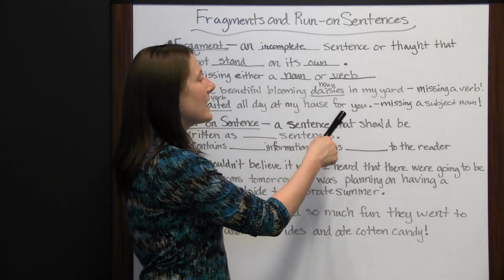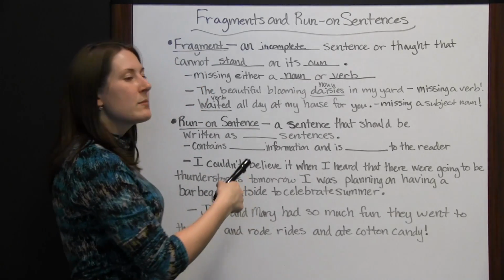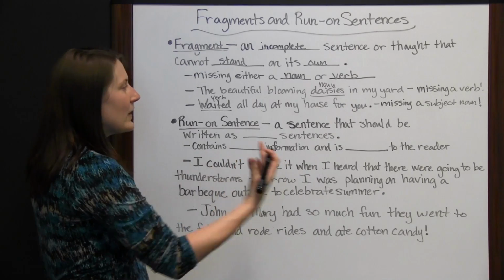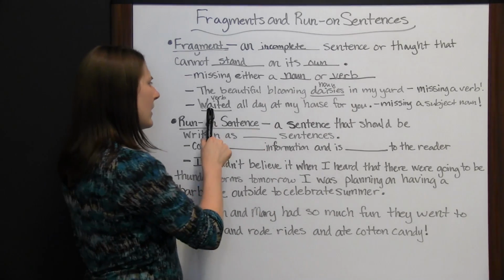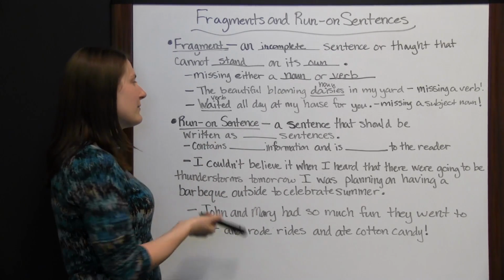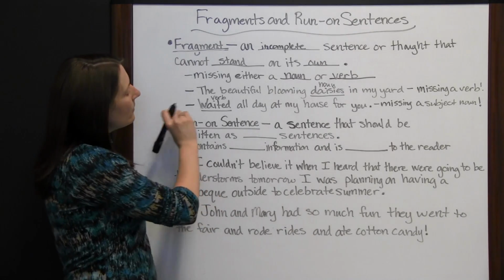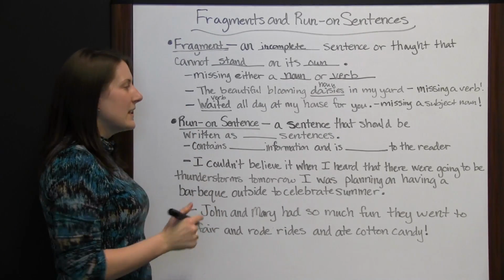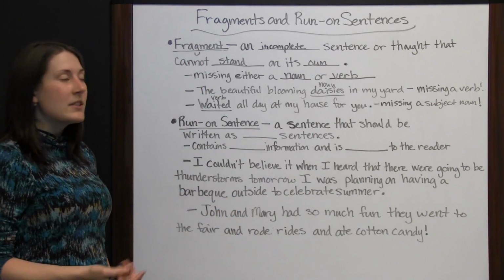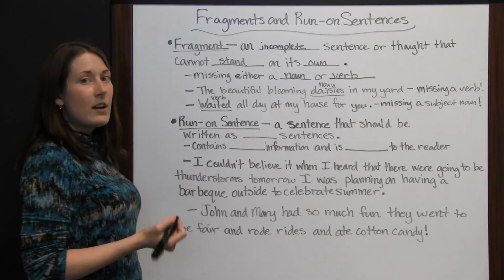The beautiful blooming daisies in my yard look so nice this time of year. Smell wonderful. Are going to win the contest. You can finish the sentence in any way. Waited all day at my house for you. You could say, we waited all day at my house for you. I waited. My mom and I waited. It's a little bit more limited what you could put at the beginning of this sentence because we've got my and you for pronouns down here, but you still have options and you could easily turn this fragment into a complete sentence. Now let's look at run-on sentences.